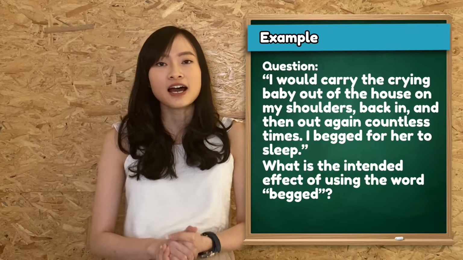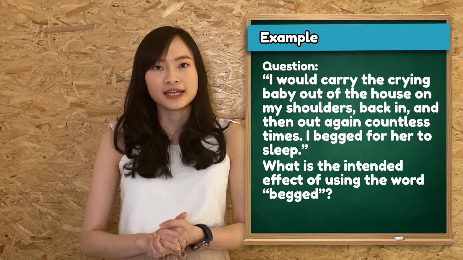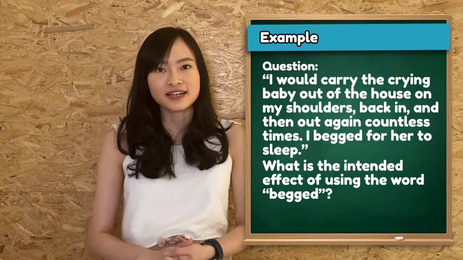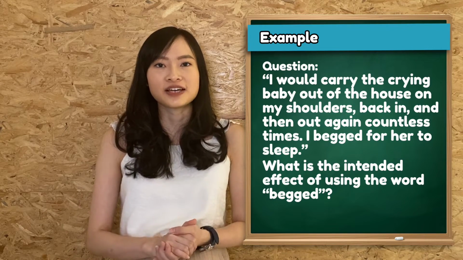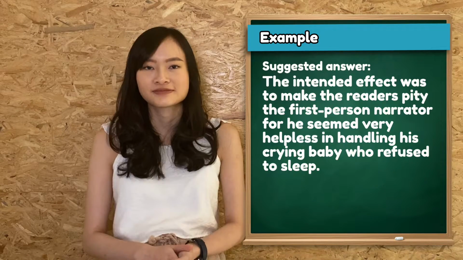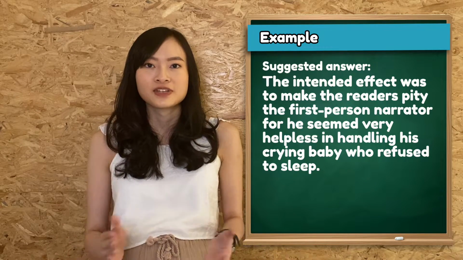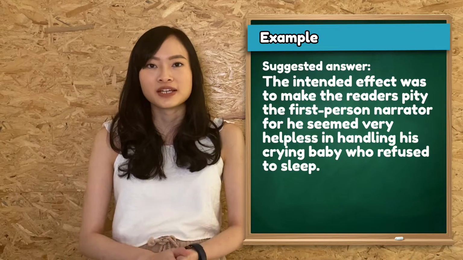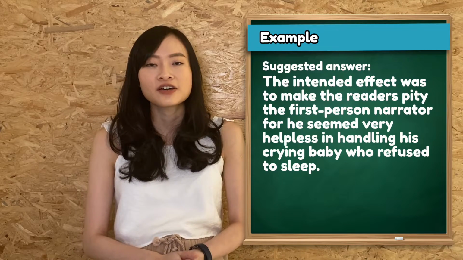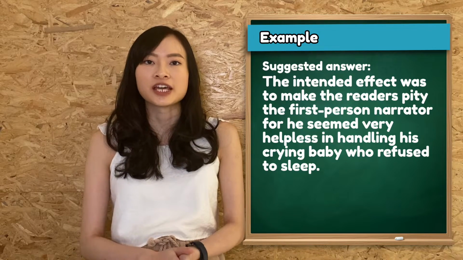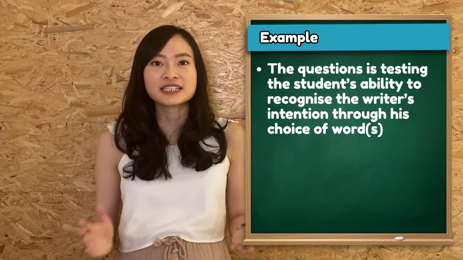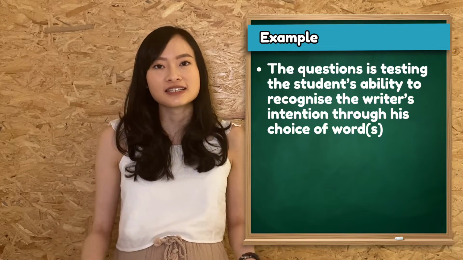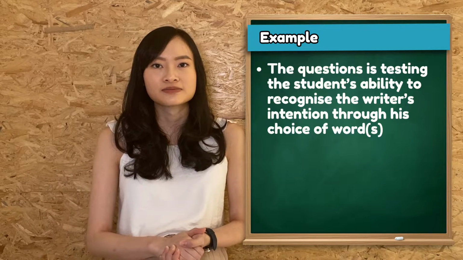This is the second question. I would carry the crying baby out of the house on my shoulders, back in, and then out again countless times. I begged for her to sleep. What is the intended effect of using the word begged? This is the suggested answer. The intended effect was to make the readers pity the first-person narrator, for he seemed very helpless in handling his crying baby who refused to sleep. So this question is testing the student's ability to recognize the writer's intention through his choice of words.